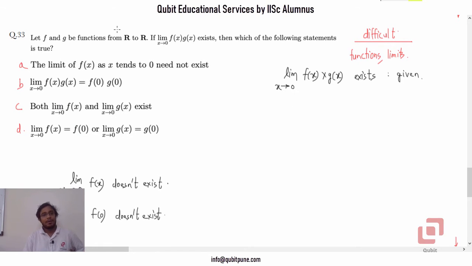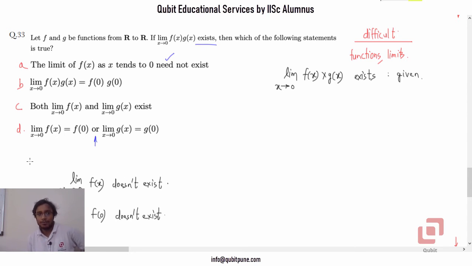Question 33. Let f and g be functions from R to R. If the limit of f into g as x tends to 0 exists, then which of the following statements is true? A. The limit of f as x tends to 0 need not exist. B. The limit of f into g as x tends to 0 is f of 0 into g of 0. C. Both the limits of f and g as x tends to 0 exist, and the limit as x tends to 0 of f is f of 0, or the limit of g as x tends to 0 is g of 0. So we have to decide which one of them is the right one.